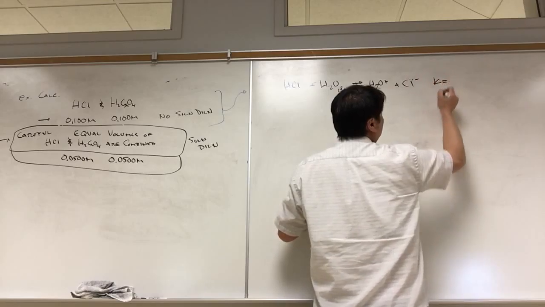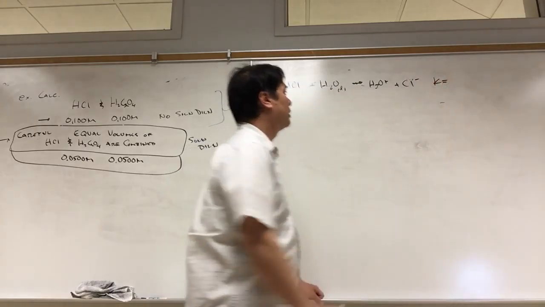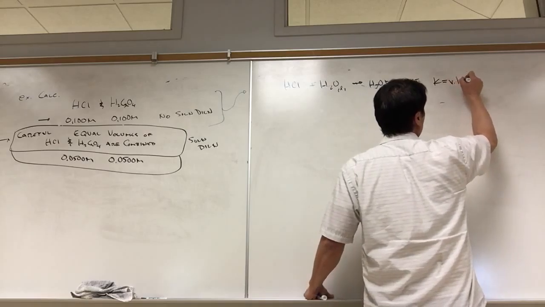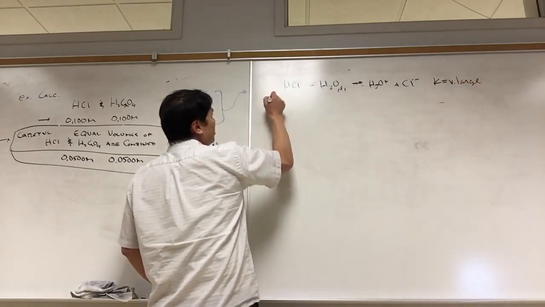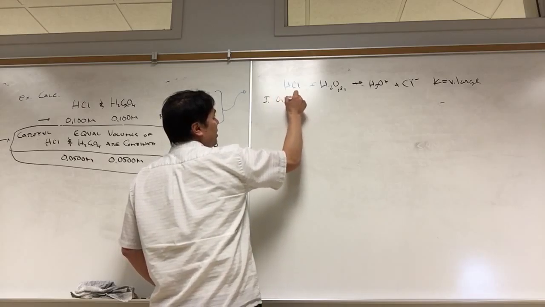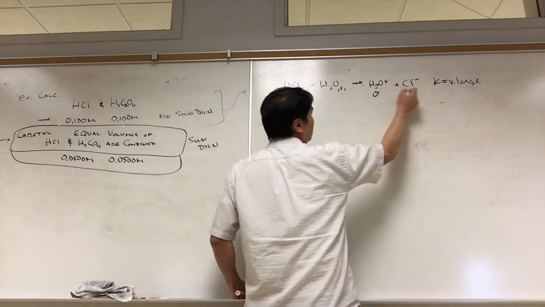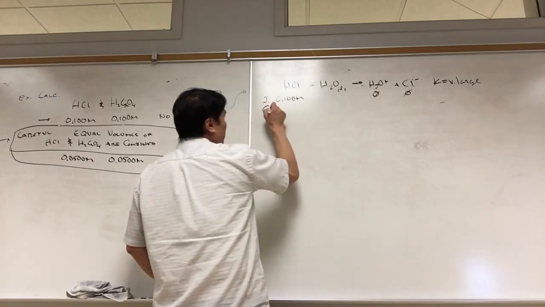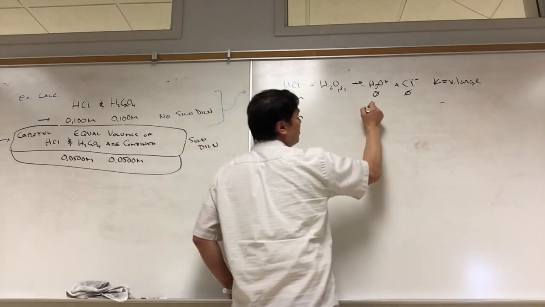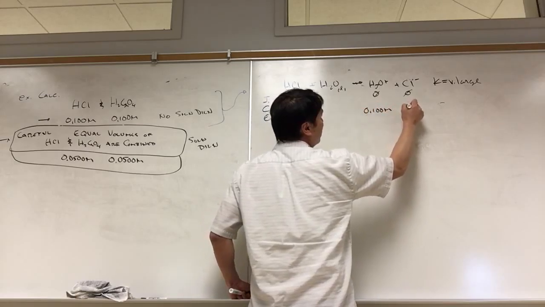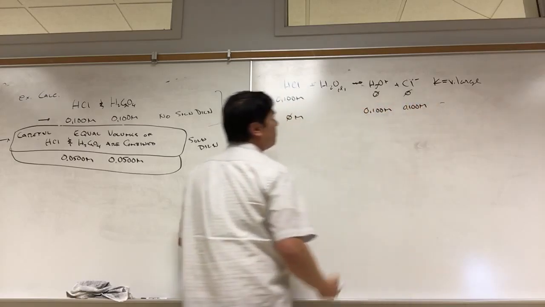K for this is going to be what? Yeah, K is going to be very large. And so we'll just start this assuming nothing's happened. So we have 0.100 molar HCl, 0, and 0. The change is going to be complete, so we're going to go down to 0 molar HCl and 0.100 molar hydronium and 0.100 molar chloride.